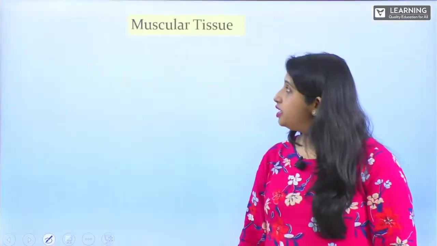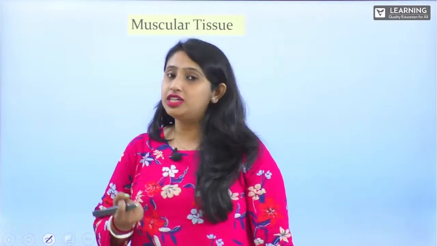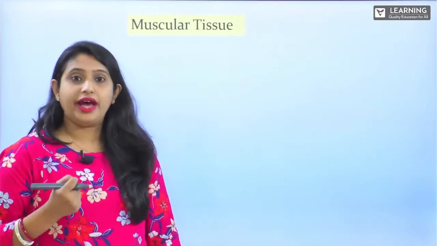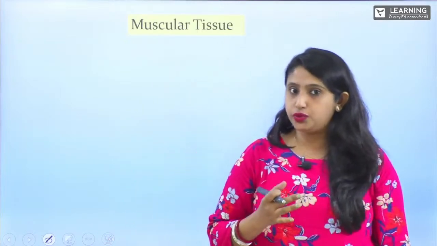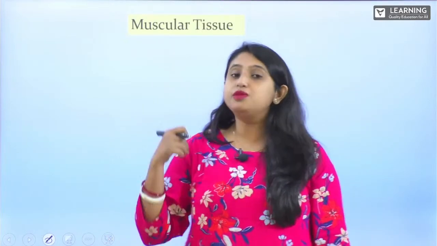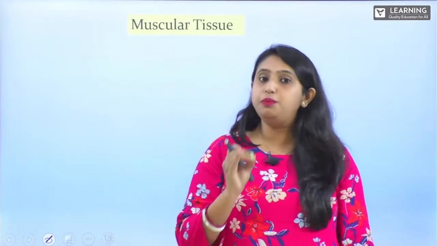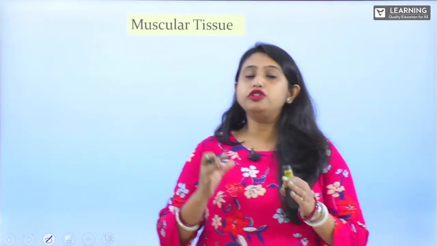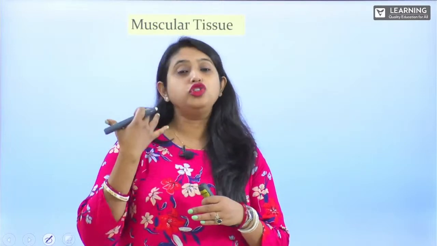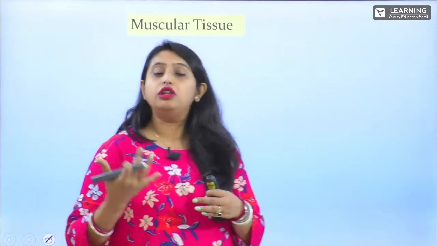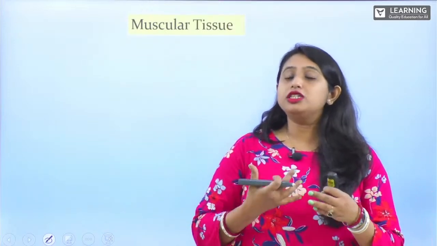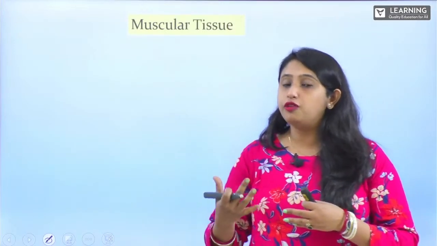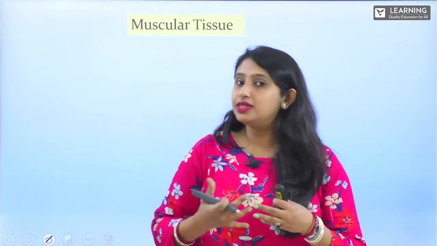So what is this muscle tissue or the muscular tissue? As you know, our body is made up of 4 different types of tissue. Among them, this muscle tissue is one of the important tissues, because of which we are able to move, do locomotion and contraction. All these things are taking place because of our muscle tissue.